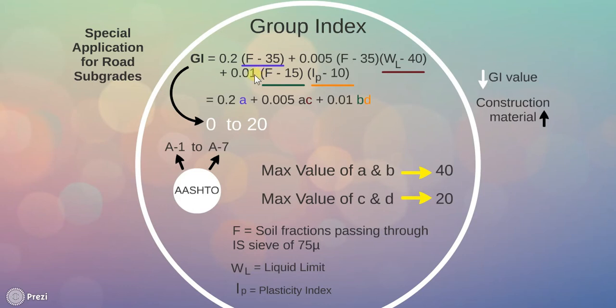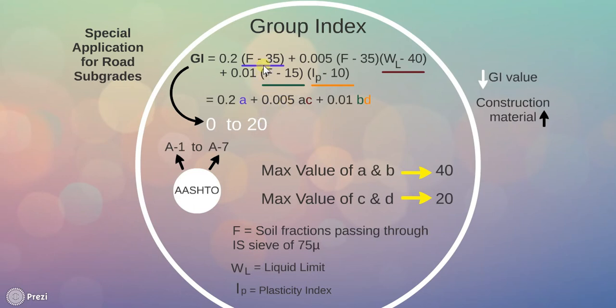So we know the terms: F is equal to percentage by mass of soil fraction passing through IS sieve of 75 micron, WL is the liquid limit, and IP is plasticity index. All these three things we have studied in previous videos.